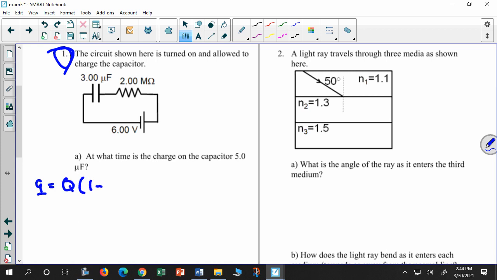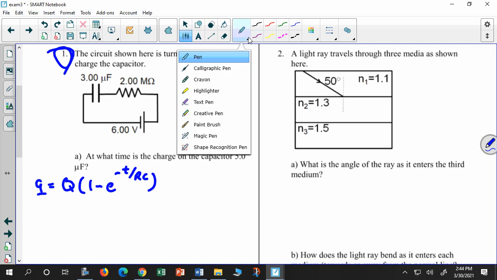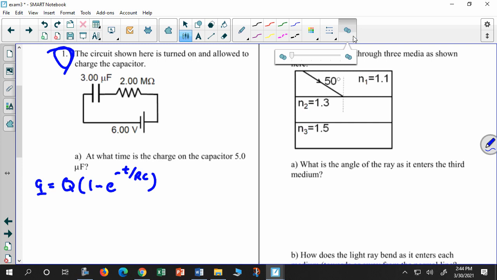And you'll find that the charge is 1 minus e to the minus t over RC. Let me fix my pen here. Okay. And I want to solve for t. So Q is 5, that should be microcoulombs, 5 microcoulombs. I'm going to keep the micro. We'll see that the micro cancels out.